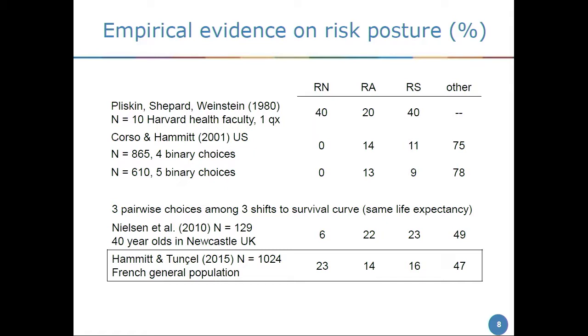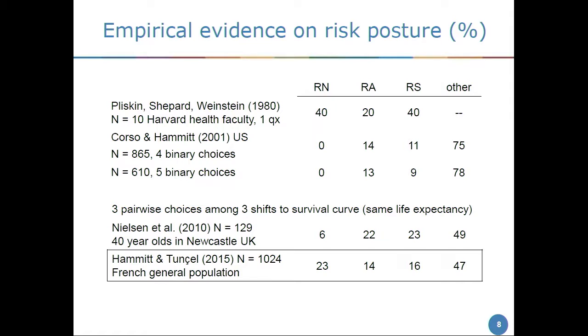Okay, there have been a handful of studies looking at people's preferences for risk on longevity. And the first one here was by Joe Pliskin, Don Shepard, Milt Weinstein, published in 1980. They surveyed 10 members of a Harvard Health Faculty Working Group, which is not a representative sample, but these are people who understood the question. And so there was no misinterpretation, I'm sure. And there was only one question. So 4 of the 10 said they were risk neutral in this question. 2 said they were risk averse. 4 said they were risk seeking.